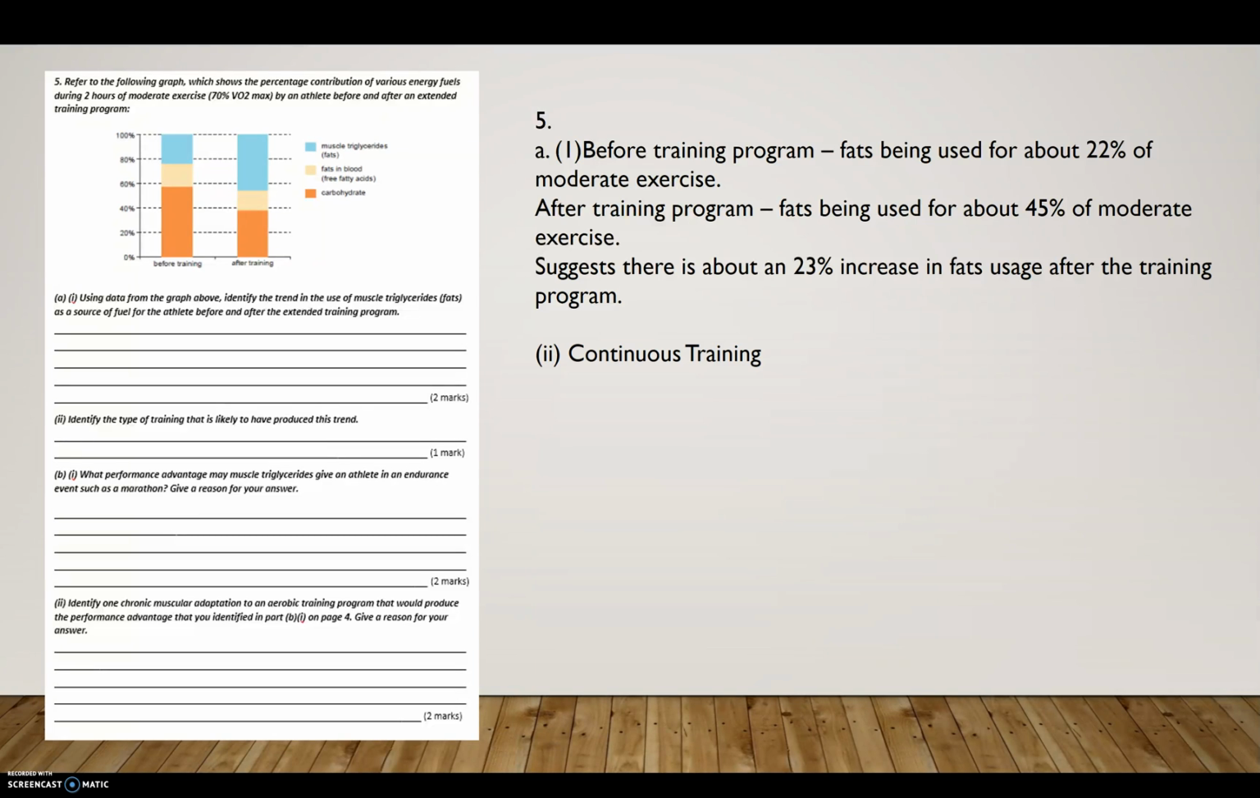Identify the type of training that's likely to produce this trend. So the easiest one would have just been continuous training. All right, continuous training at 70% VO2 max. There's the information you need. That's going to help utilize your muscle triglycerides.